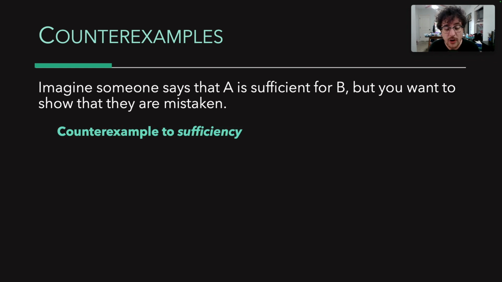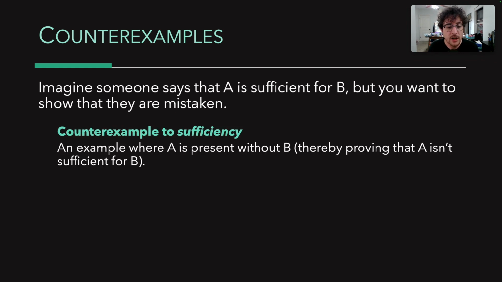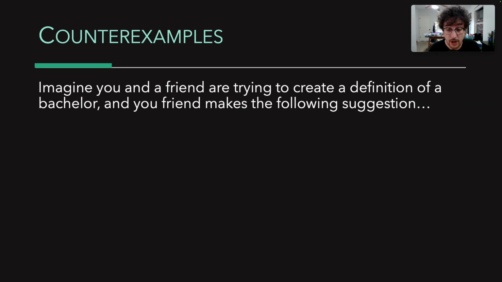Well, to give a counterexample to sufficiency, you want to give an example where A is present without the B, thereby proving that A isn't enough, doesn't guarantee that you have B. So now let's try this out ourselves and try to come up with counterexamples.